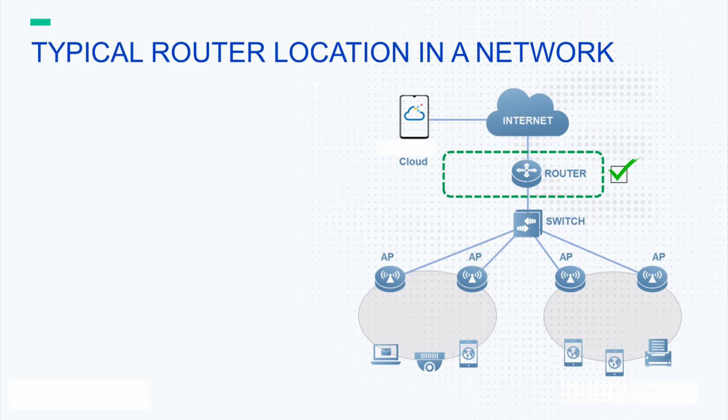So where is a router used in a network? Where is it located? A typical router location has been shown here in this diagram, where it is between internet and our switch. Switch means local area network. So internet is one network and our local area is also another network. A router is a device which is in between these two networks. It is connecting our local area network. It is routing the traffic from our local area network towards outside world, towards the internet.